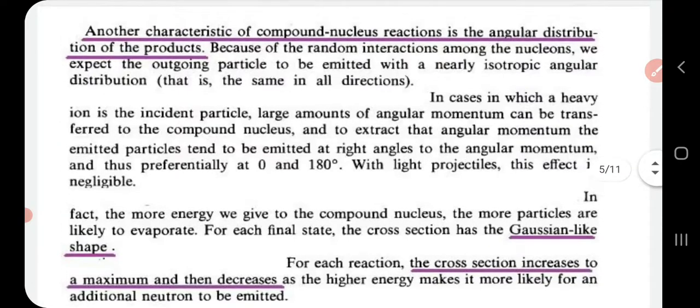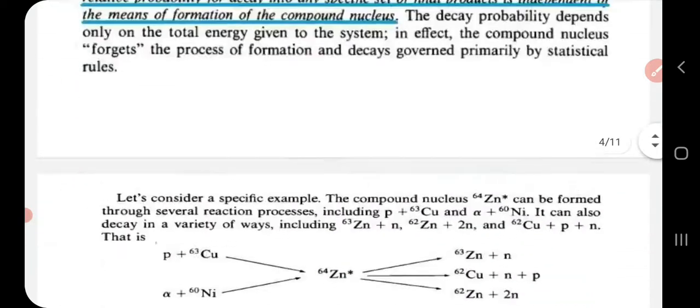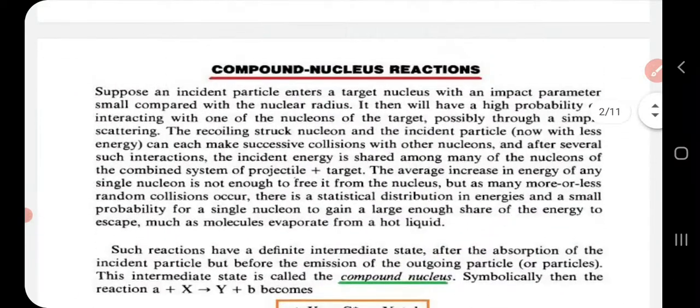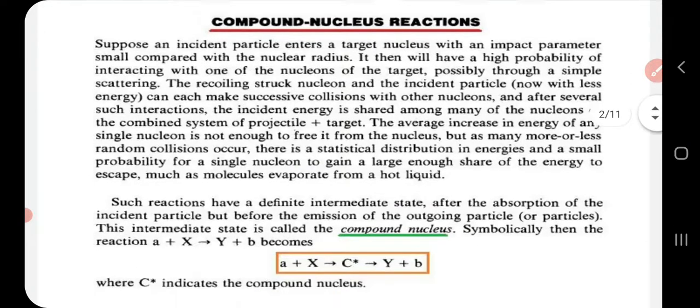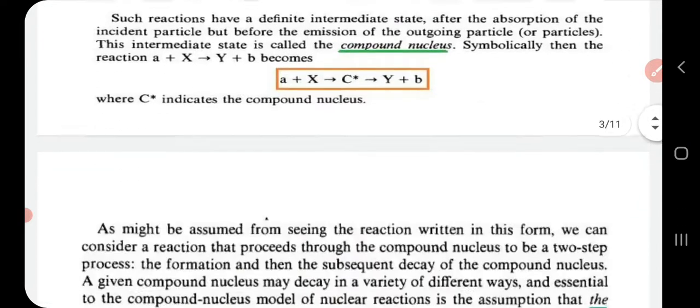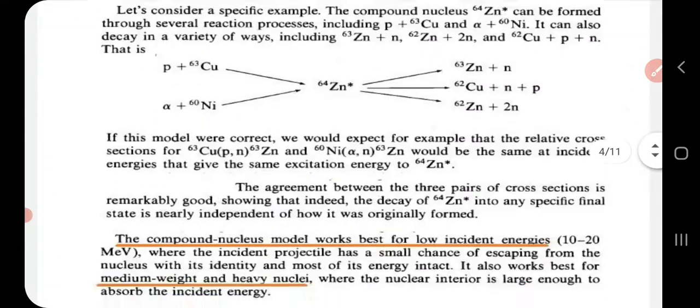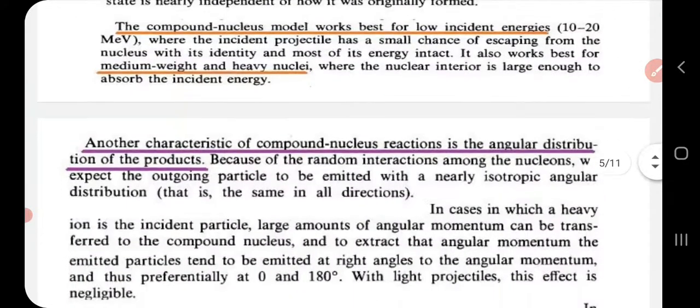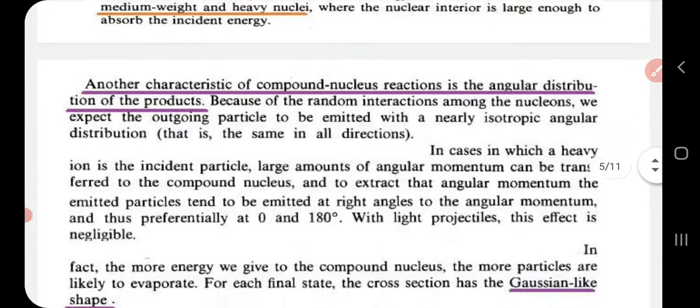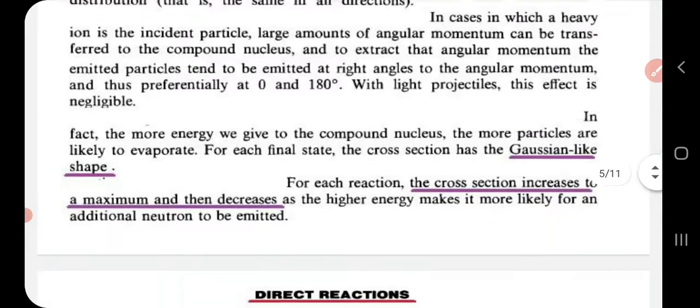So this slide talks about the characteristics of compound nucleus reaction. When you are asked a question on compound nucleus reaction, discuss about that. Just mention the definition. This slide you have to write. This example you can skip, but you have to write starting from here the characteristics and also this particular slide. Okay.